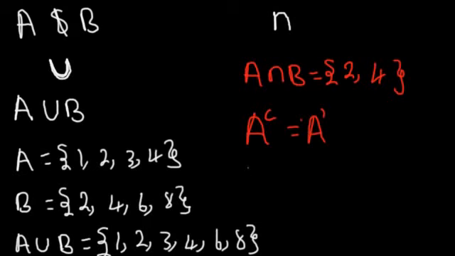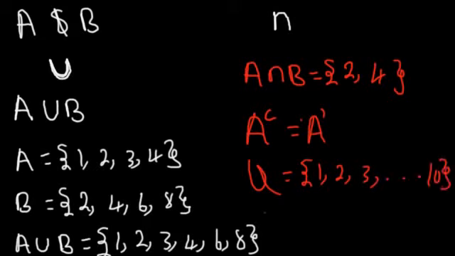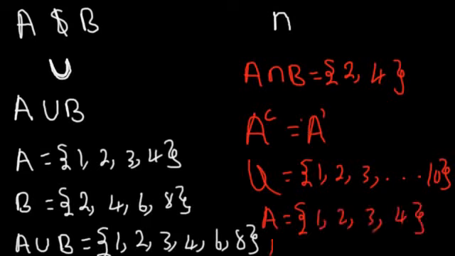So let's say universal set U is a set and it consists of the elements 1, 2, 3, all the way to 10. Now we said A is a set. Let's consider the same example we just did earlier. It's a set that includes 1, 2, 3, and 4. What will A complement be? What will it be equal to?